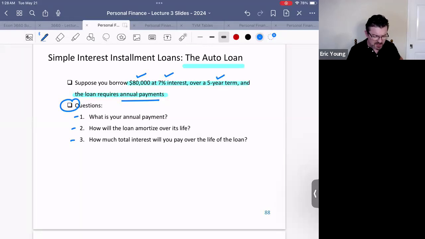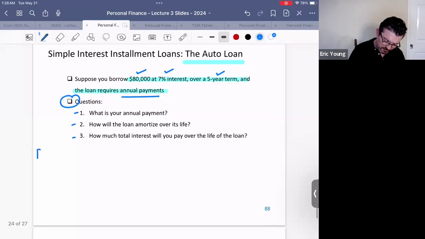So there's a few ways that we can do this. I, of course, like to organize myself, so you should too, to start off. So let's start off by getting some terms. Do it over here. PV, FV, N, I, and PMT.